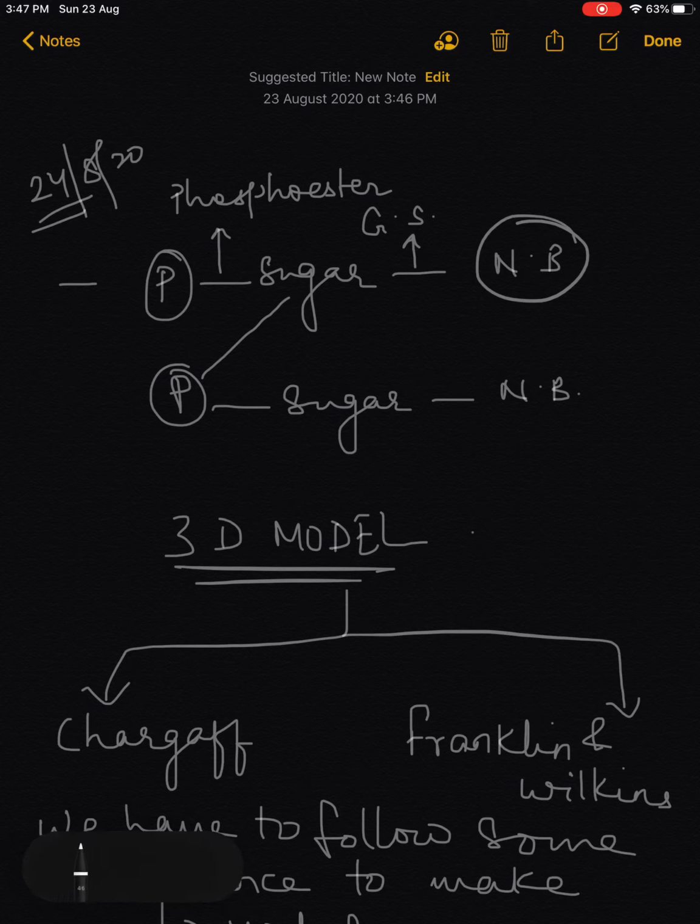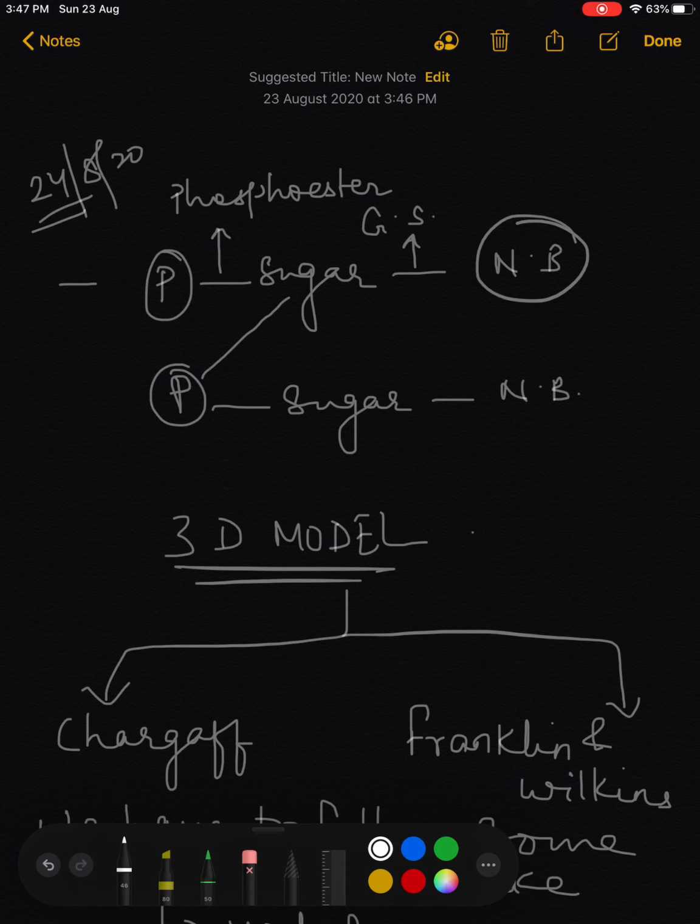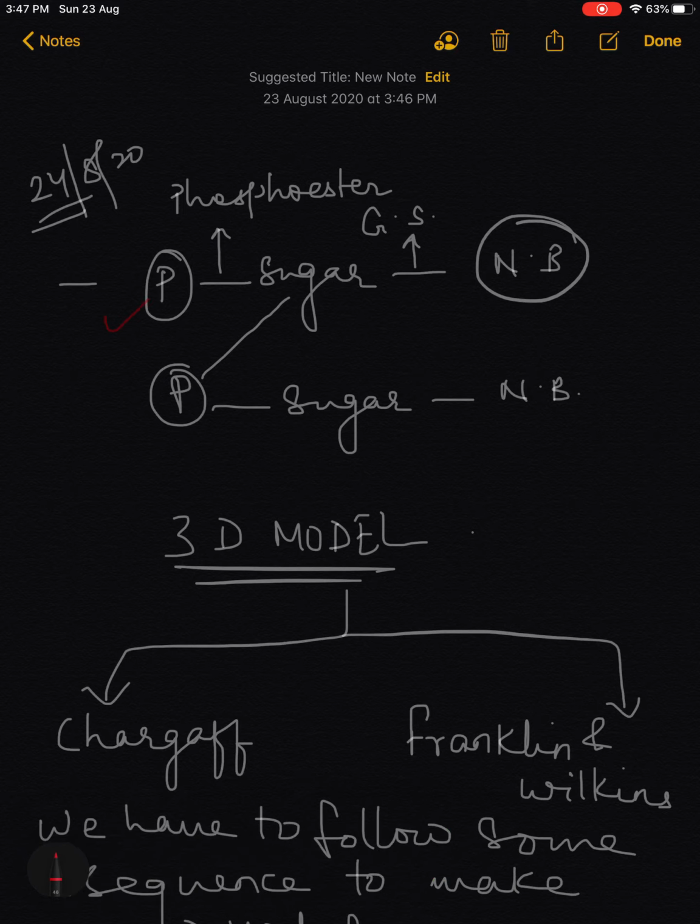Before starting that, I'll have a very brief revision with you all. As we did, the phosphate group is joined to the sugar by a bond called phosphoester bond, and the sugar is joined to the nitrogenous base by another bond called glycosidic bond. So this is one nucleotide.